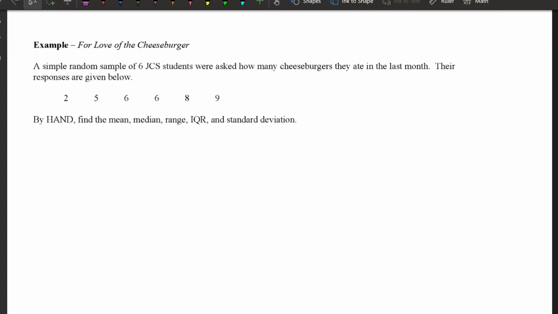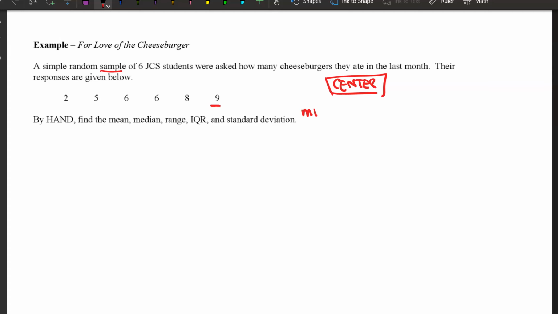All right, so we are going to calculate the mean, median, range, IQR, and standard deviation by hand for this data set. For the love of cheeseburger, a simple random sample of 6 students were asked, how many cheeseburgers did you eat last month? Their responses are given below. So one person ate 2, another ate 5, 6, 6, 8, and one person ate 9 cheeseburgers in the month. So first, let's calculate our measures of center.